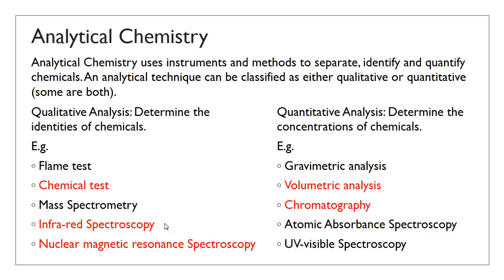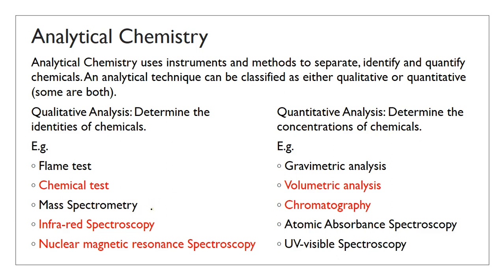So when you look at an analytical technique, the first thing you want to ask yourself is: is it a qualitative technique or is it quantitative? So what is the end goal here? Now, a qualitative technique really focuses on finding the identities of chemicals. So the flame test, which was one of the first things that we showed you, is not very specific and not that accurate, but it can give you an idea of what kind of metals are present in an ionic compound.